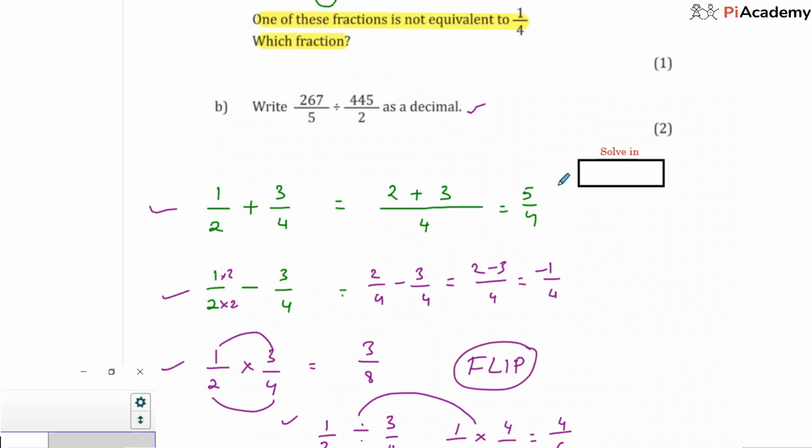Yeah. Done. Are we allowed a calculator? No. Maybe you can use calculator. Yes. When you're asked to write as a decimal, yes. Go ahead. It is 0.24. Good.